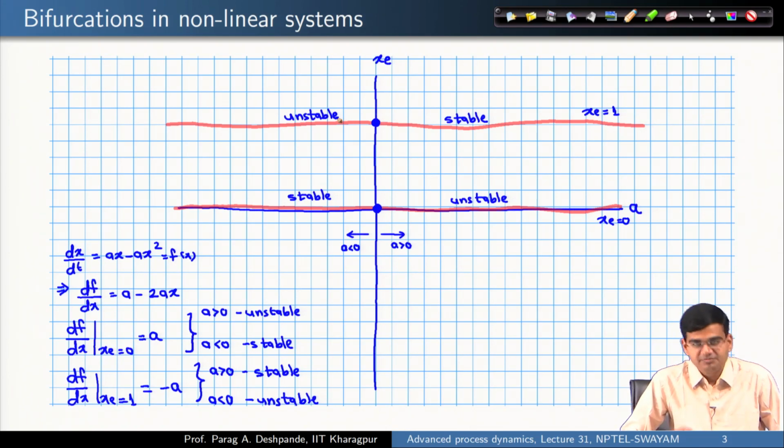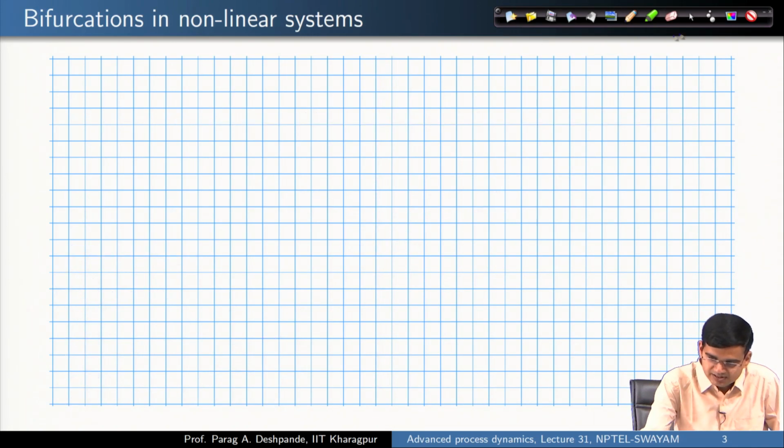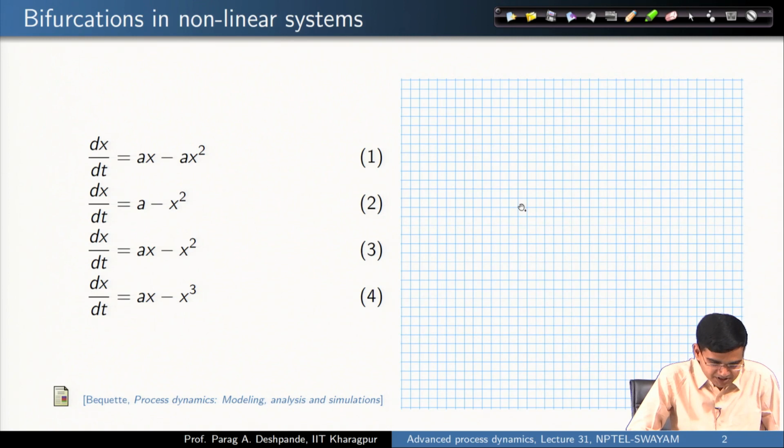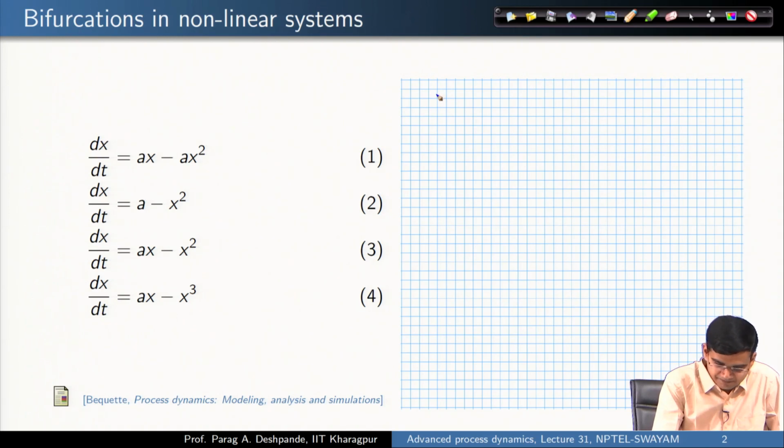Now, in a similar manner, can we develop the bifurcation diagram for other systems? Let us look into that. So, now my equation is dx by dt is equal to a minus x squared. So, let me write the equation here, dx by dt is equal to a minus x squared, and I will refer to this as f of x.